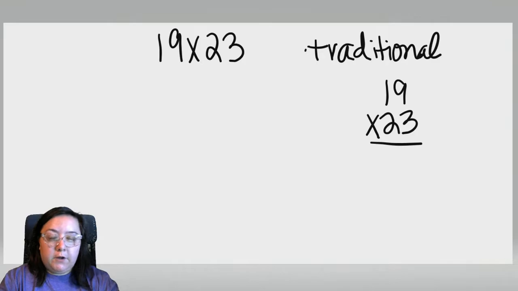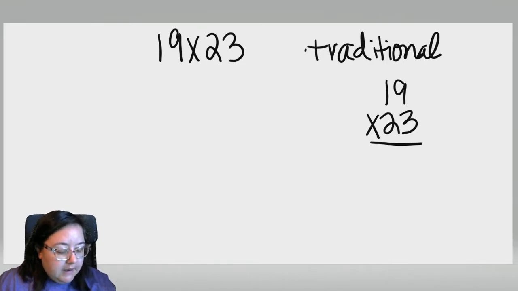Now, when you're multiplying, some people prefer, just like with addition or subtraction, to put the larger number on top. When you're multiplying, that doesn't really matter. You're going to get the same product in the end. So for this case, I'm just going to put the first number on the top and the second number on the bottom.